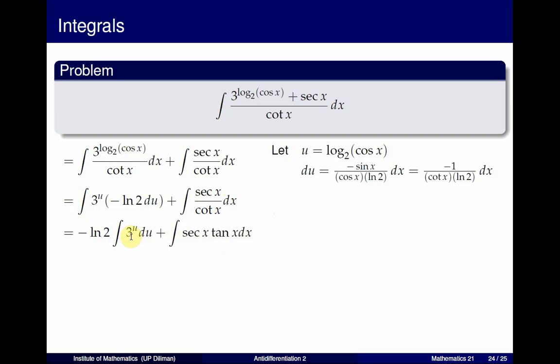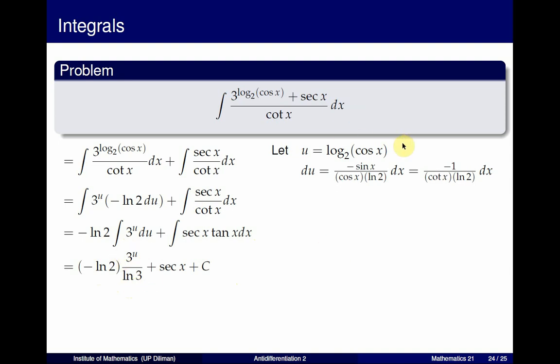3 raised to u by the formula integrates as 3 raised to u over ln of 3. And then we put the negative ln of 2 here. We multiply it to the integral. And then the second integral is secant x. That's because the derivative of secant x is secant x tangent x. And then we put plus c. So that's it. Or is it?